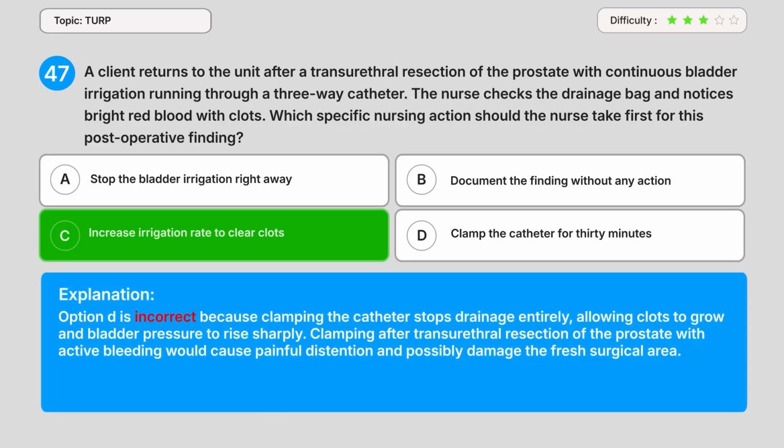Option D is incorrect because clamping the catheter stops drainage entirely, allowing clots to grow and bladder pressure to rise sharply. Clamping after transurethral resection of the prostate with active bleeding would cause painful distension and possibly damage the fresh surgical area.